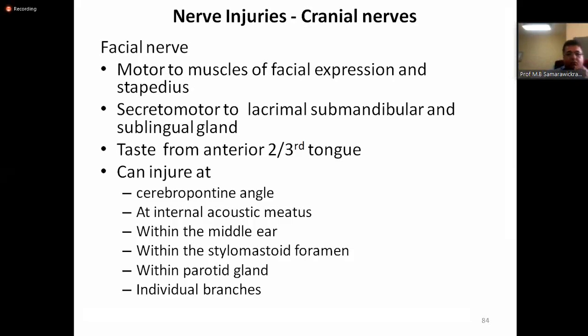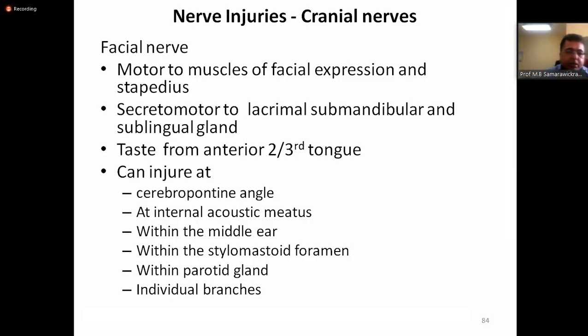Facial nerve, again one of the nerves that is commonly encountered in clinical practice. So it has several functions: motor to the facial expression, and it also supplies the stapedius muscle, and it carries secretomotor fibers to the lacrimal, submandibular and sublingual glands, and it carries taste sensation from the anterior two-thirds of the tongue. Right? This is again like your radial nerve injury. The nerve can be injured at different levels and results in different clinical scenarios.